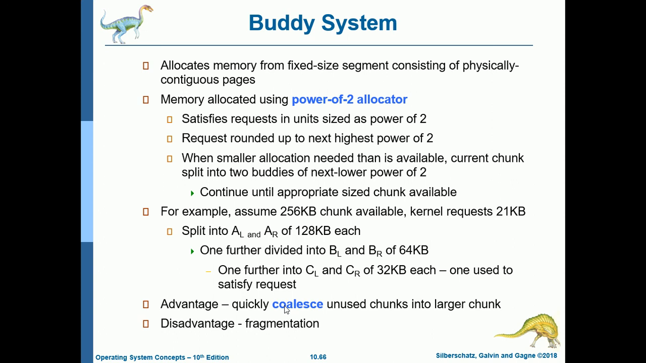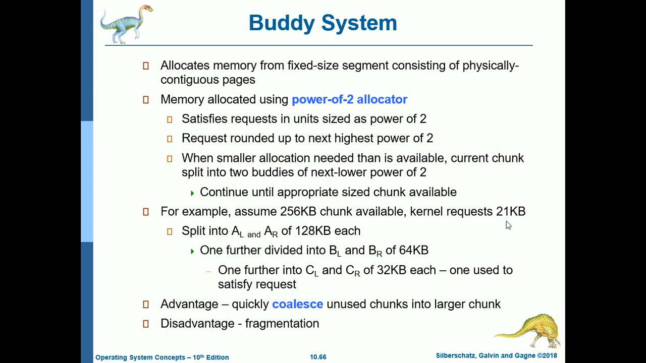A request is rounded up to the next higher power of 2. When a smaller allocation is needed than is available, the current chunk is split into two buddies of the next lower power of 2. This continues until an appropriate size chunk is available. For example, assume that we have a 256 kilobyte chunk available and the kernel only requests 21 kilobytes.